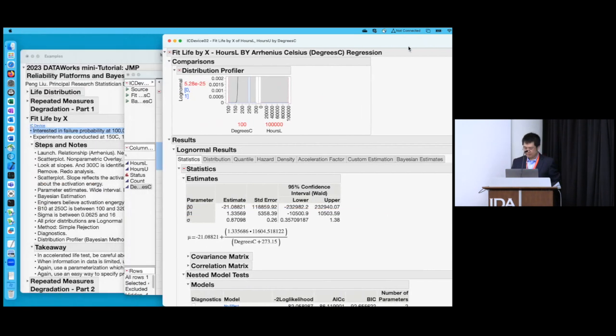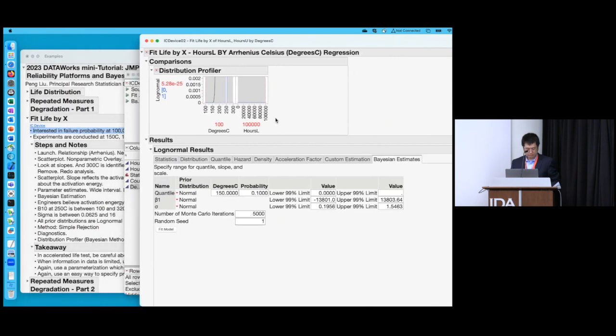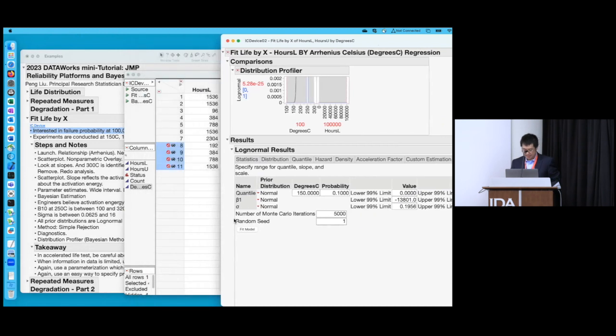I'm going to do that. We need the Bayesian approach again. To do the Bayesian approach, click this tab, Bayesian estimation. I need to use my cheat sheet and put in the numbers. Oh, by the way, again, the quantities here are not the parameters you would naturally see in the model, beta 0, beta 1, and sigma. Here, the first one is the quantile. The second one is activation energy. The last one is sigma, which is the scale parameter for the lognormal distribution.